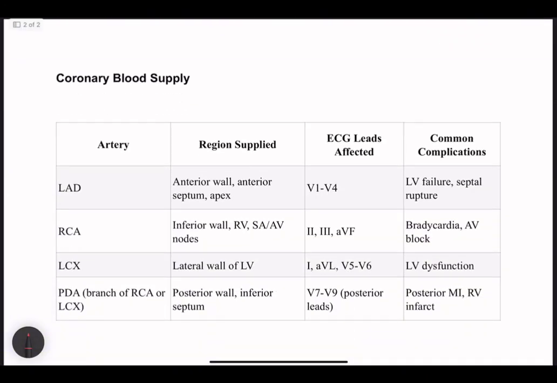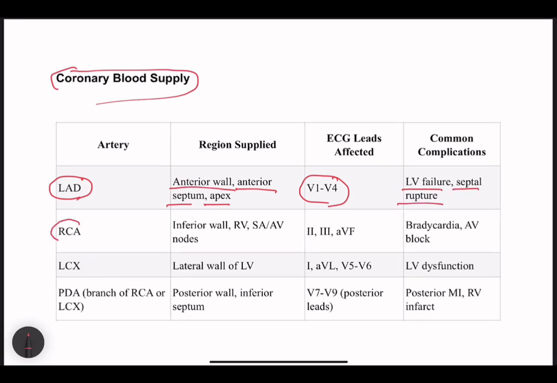And let's review the coronary blood supply. The left anterior descending artery supplies the anterior wall, anterior septum and apex of the heart, and the leads affected on ECG are V1 to V4, and the complications can be left ventricular failure and septal rupture. The right coronary artery supplies the inferior wall, right ventricle and SA and AV nodes. The leads affected are leads 2, 3 and aVF as present in this case, and the common complications are bradycardia and AV block. Also we can have hypotension.